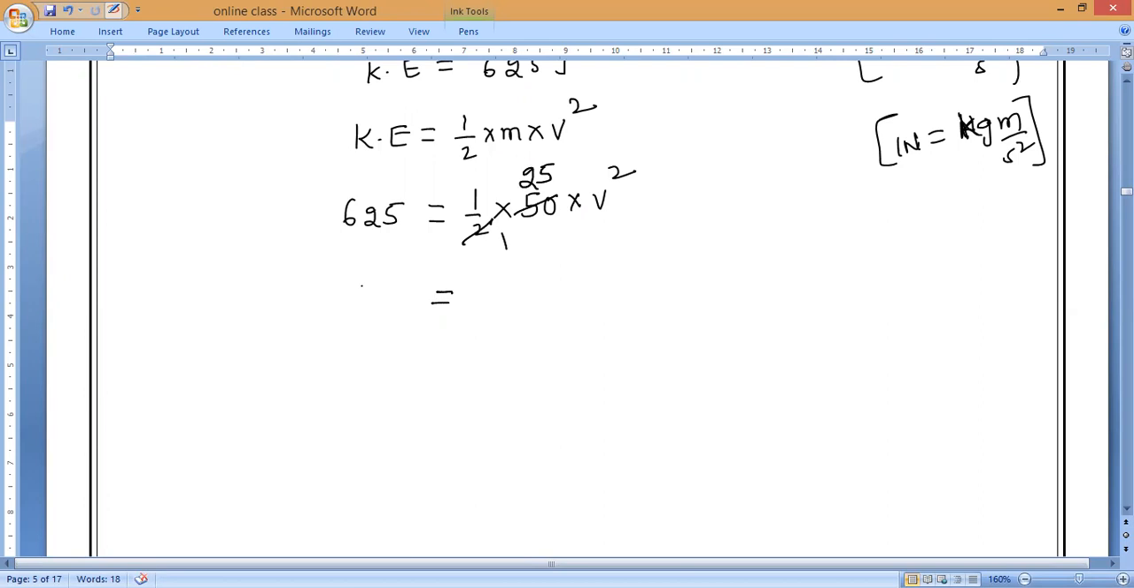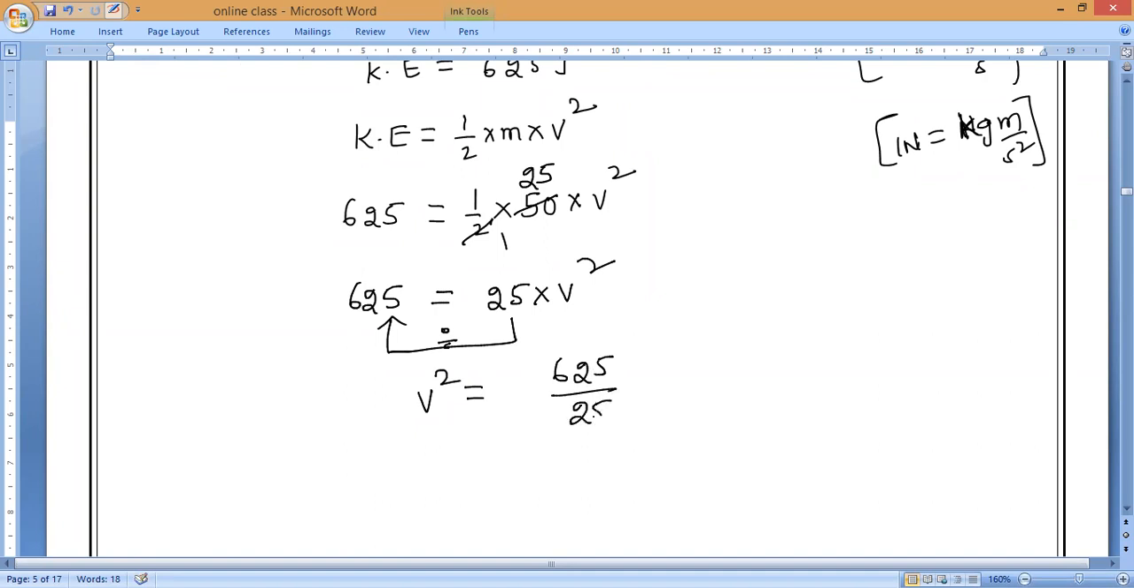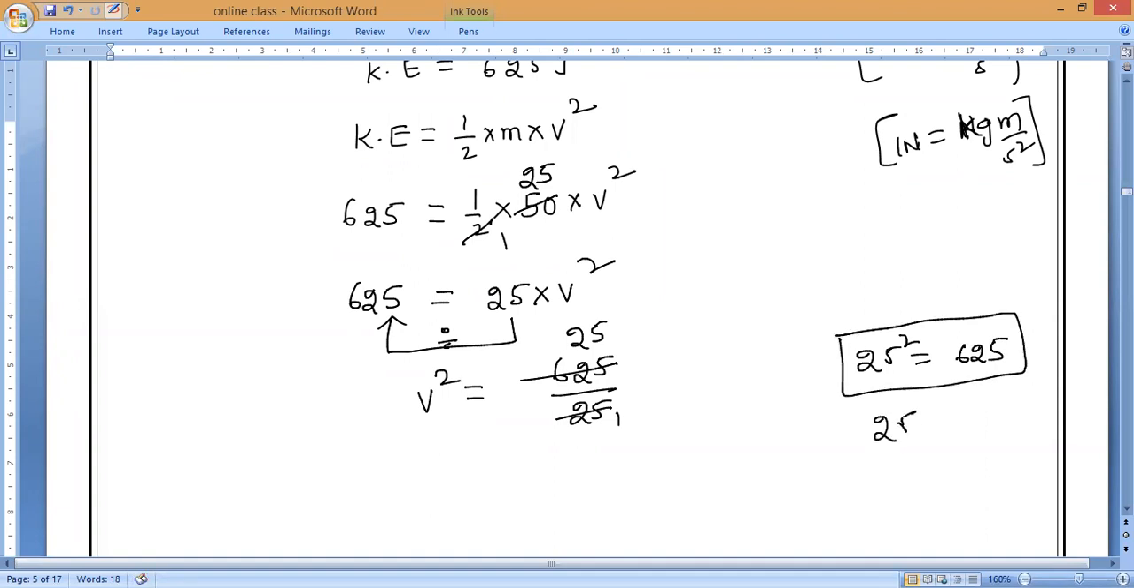Now what will it become? Please respond. 625 is equal to 25 into v square. Now 25 is in multiplication, it will come this side. What will it become, guys? Division. So v square is equal to 625 divided by 25. So now 25 ones are where? 25, because 25 square is equal to 625. Is it yes or no? That is why I told you to learn the squares. Understand? So 25 into 25, we need not do the multiplication directly. We know it is equal to 625. Yes or no, Pradosh? Now v square is equal to 25.